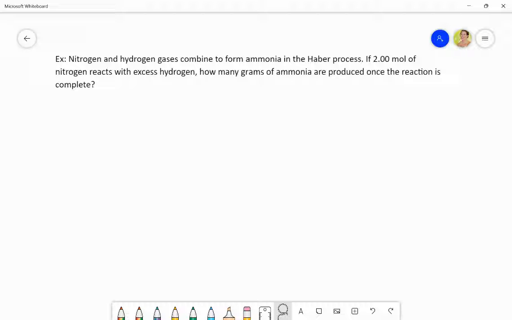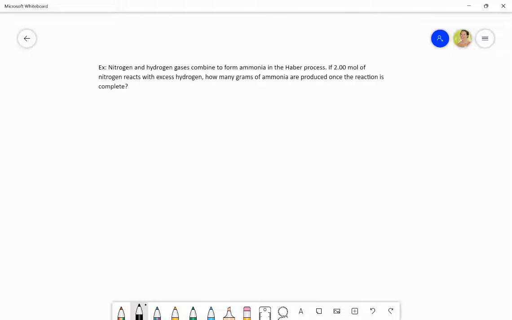Your stoichiometry problems are going to describe some sort of chemical reaction. So in this example, we have nitrogen and hydrogen gases combine to form ammonia in the Haber process. If 2.00 moles of nitrogen reacts with excess hydrogen, how many grams of ammonia are produced once the reaction is complete? So step one of any stoichiometry problem is to write and balance a chemical equation.